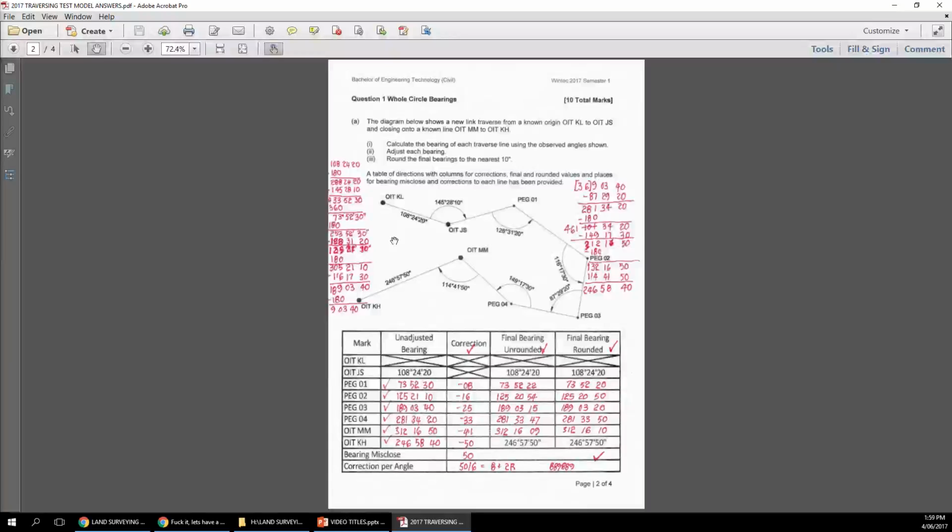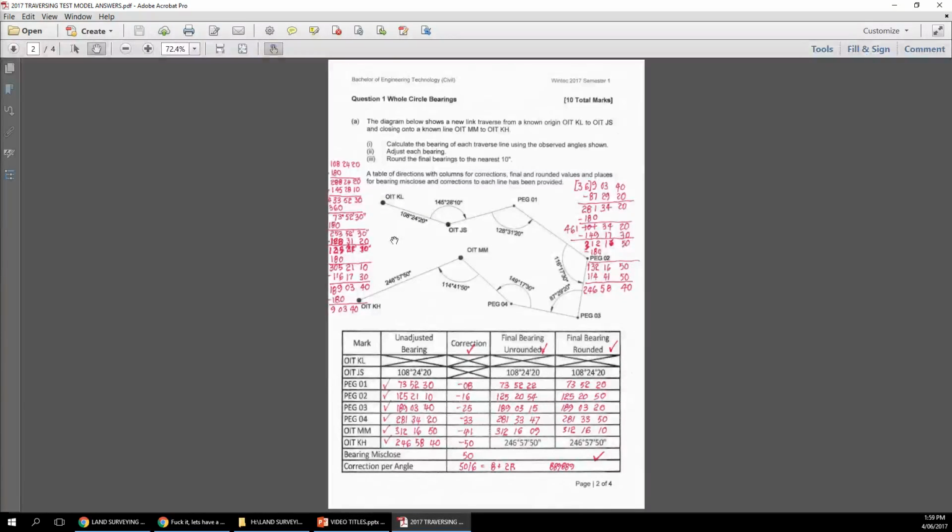246, 58, 40. That's nothing like 246, 57, 50. It's about 50 seconds too much. So we've got to subtract 50 seconds from that, to make it 246, 57, 50, our published bearing, which we know to be true. So we've got to put a little bit of adjustment back through that.